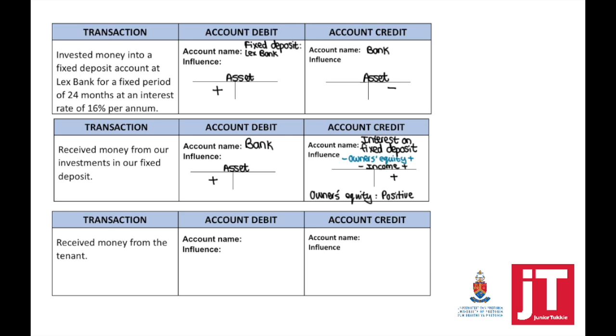Received money from the tenant. So the business received money, then bank is always involved. Bank will be debited. Why is my bank debited? We cannot say tenant. When we've received money from the tenant, this will be shown as rent income. Bank is a current asset, which means our bank account will increase, our assets will increase. Rent income is an income which will affect our owner's equity. If our income increases, it will have a positive effect on the owner's equity.